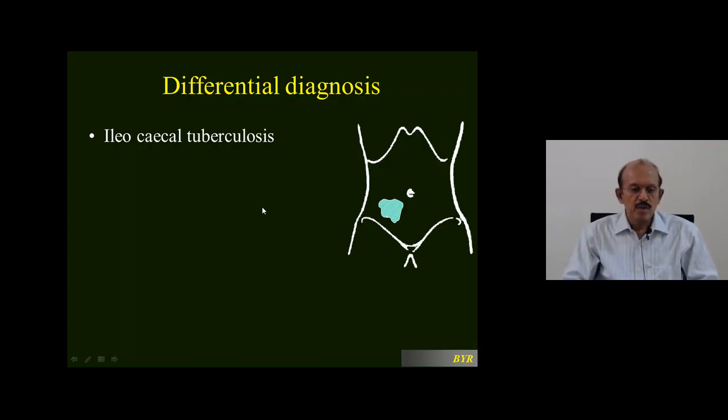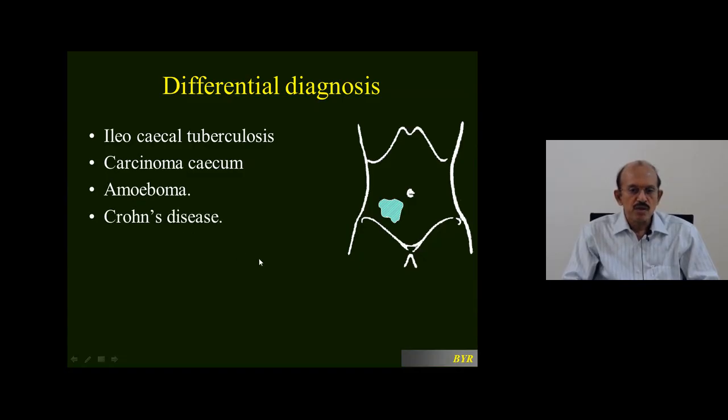It's very good. You have mentioned the common things. Ileocecal tuberculosis. Carcinoma of the cecum. Amoebic granuloma. Crohn's disease. External iliac lymphadenitis. Because there are external iliac vessels, by the side of the external iliac vessels there are lymph nodes. So there may be inflammation in those lymph nodes, and they may be swollen and tender.